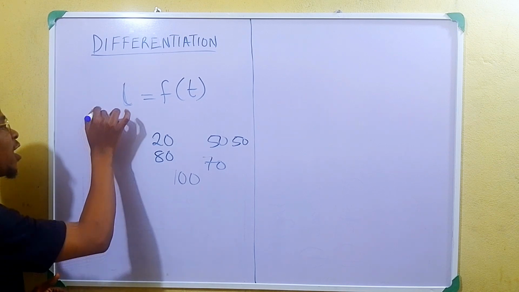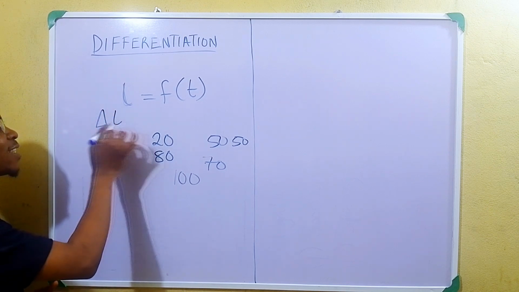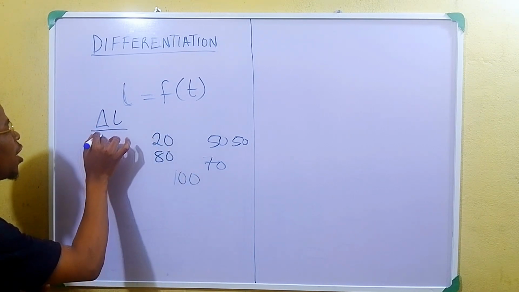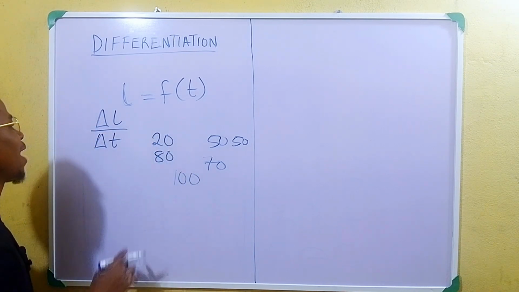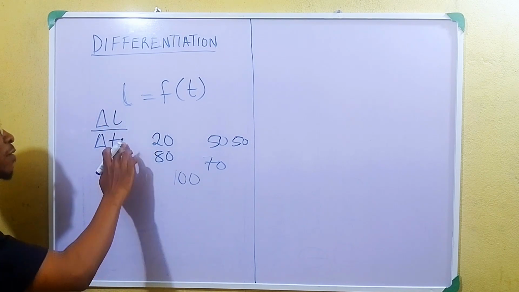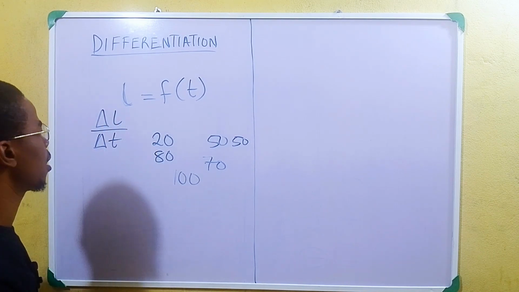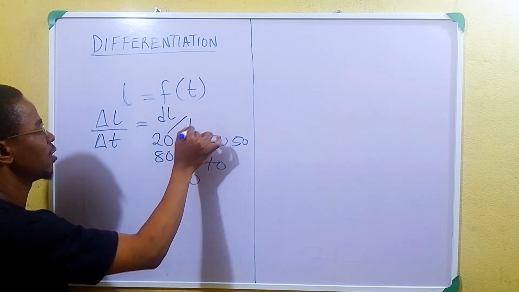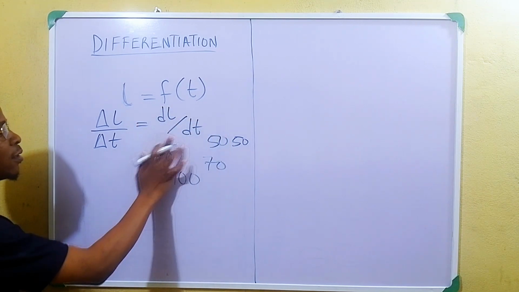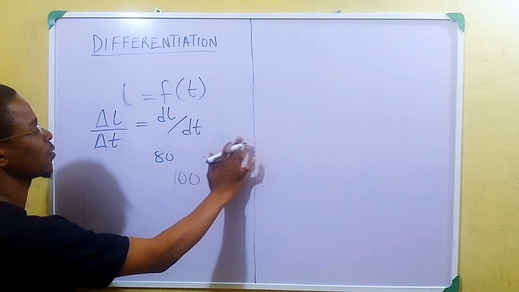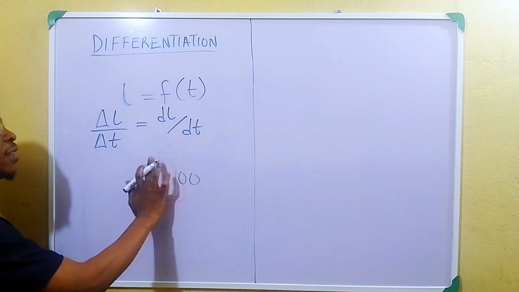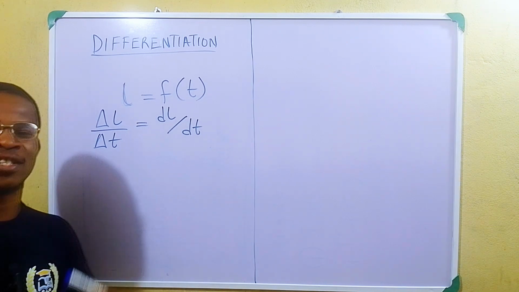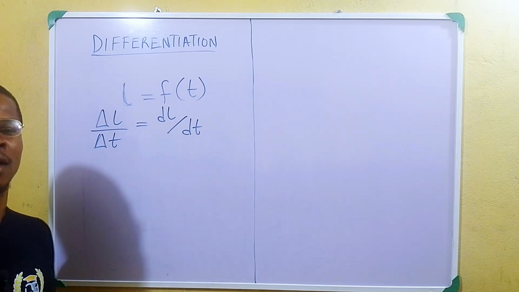A change in L, written as delta L, all over a change in T. That means the value of L is dependent on the value of T. So we can write that as dL/dT.